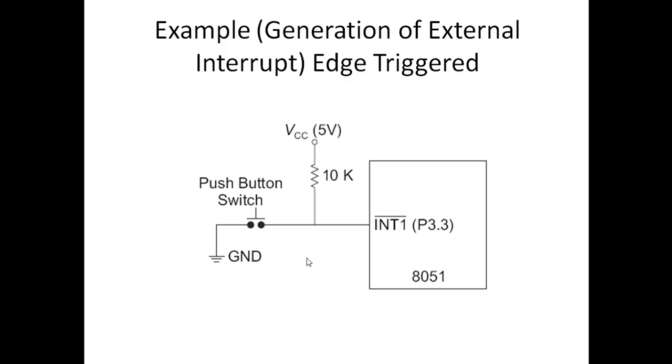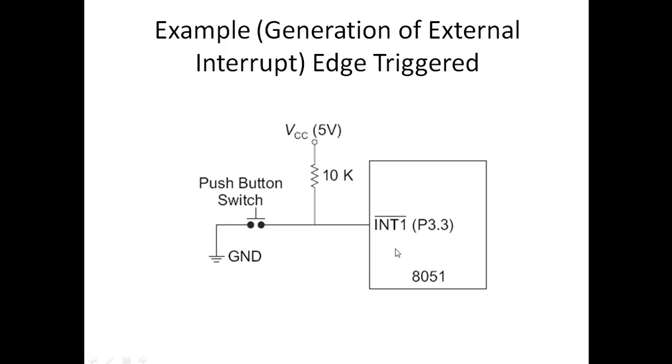This way we can generate the negative edge. I repeat once again, I pull this pin to VCC, and in the absence of the switch connection, this pin receives 1. Once I push this switch, the ground is connected to this pin and my interrupt receives 0. The negative edge has happened, because earlier it was 1 and now it has gone to 0.